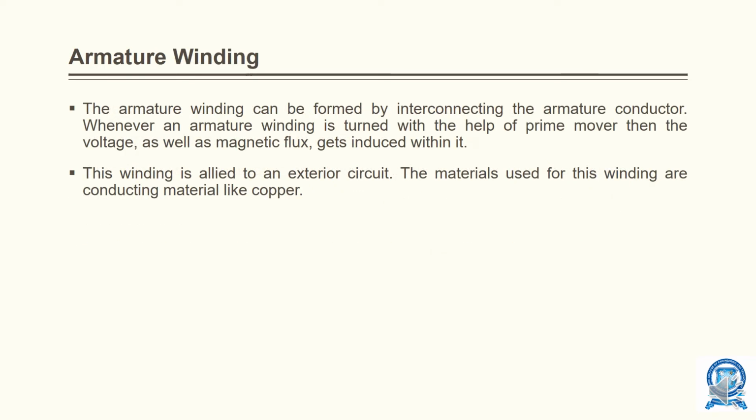Armature winding. The armature winding is formed by interconnecting the armature conductors. Whenever the armature winding is turned with the help of a prime mover, the voltage as well as magnetic flux gets induced within it. This winding is connected to the exterior circuit. The material used for this winding is a conducting material like copper.